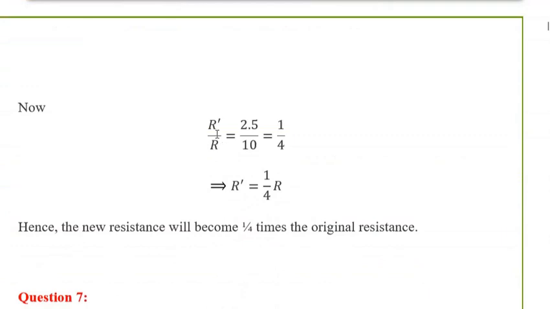Now R dash by R equal to 2.5 by 10. After the calculation we get 1 by 4. So R dash equal to 1 by 4 R, as the new resistance will become one fourth of the original resistance.